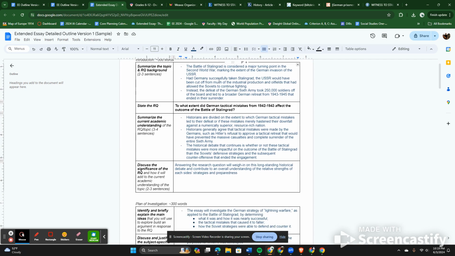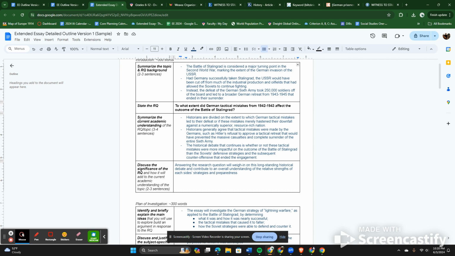So I give some context here. The Battle of Stalingrad was a major turning point. Had Germany been successful, then the USSR would have been cut off from its industrial production and oil. And then the result of it was a total flip of that, where the German army was completely defeated, or at least their 6th Army, and was the beginning of a broader retreat that lasted for the next couple of years. Right, so this is summarizing the significance of the question and building up to it.